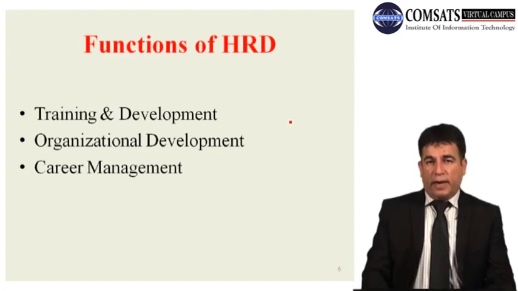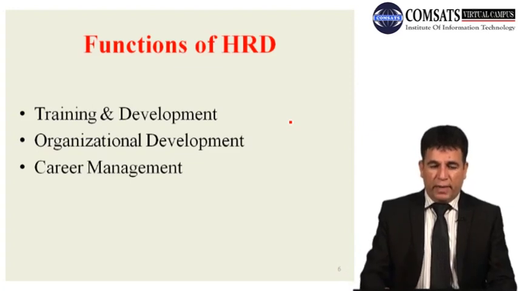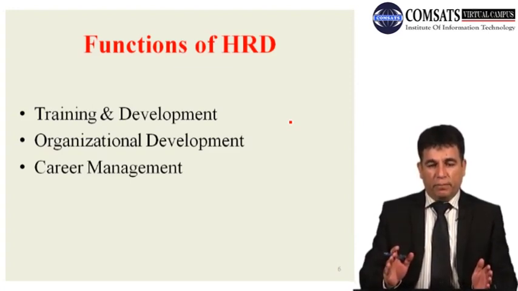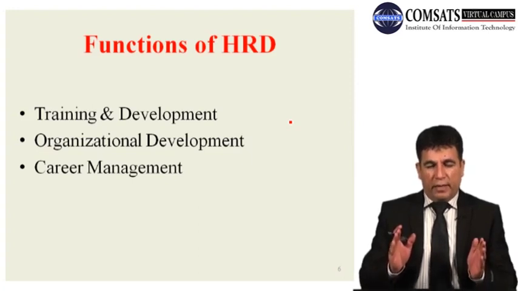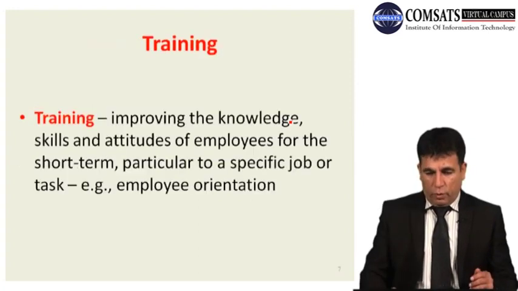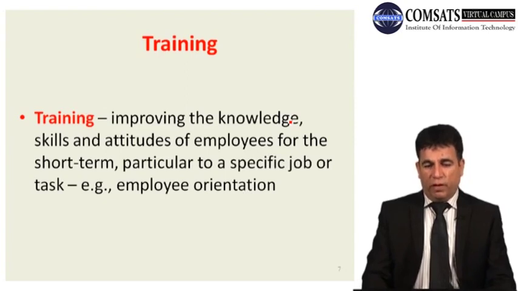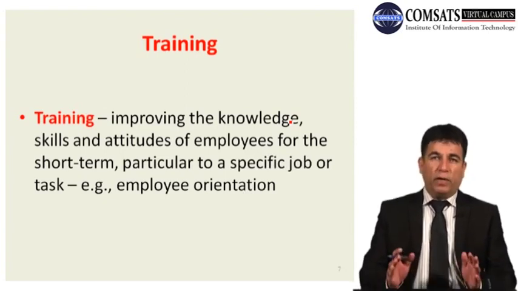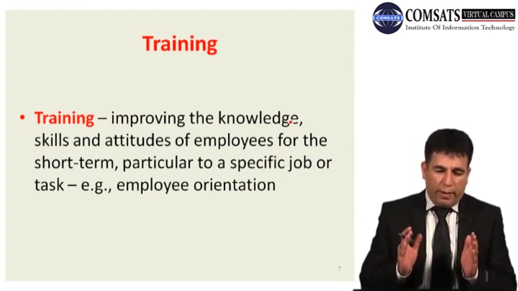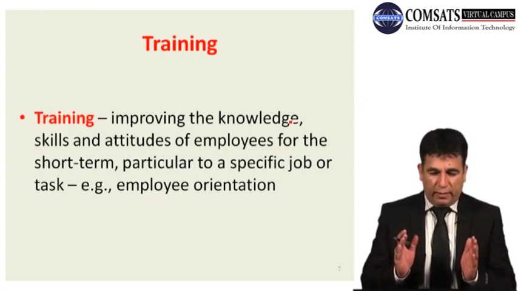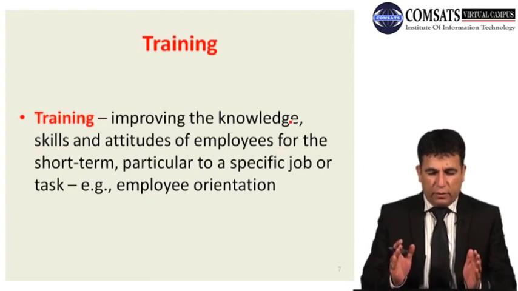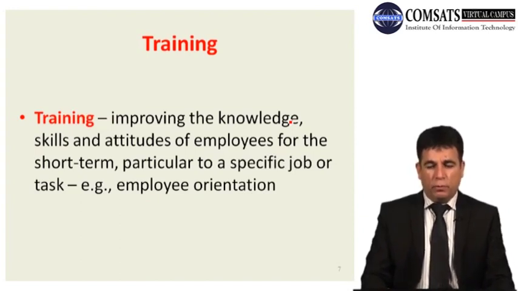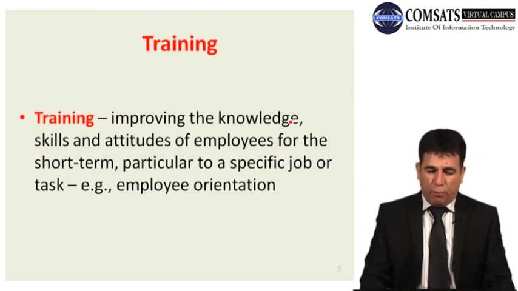As we already discussed in the definition of human resource development, there are three functions of human resource development called training and development, organizational development, and career management. Let us talk about these three functions one by one, and the first function is called training and development. Now training means what? It means improving the knowledge, skills, and attitudes of employees for the short term, particular to a specific job or task. For example, employee orientation.